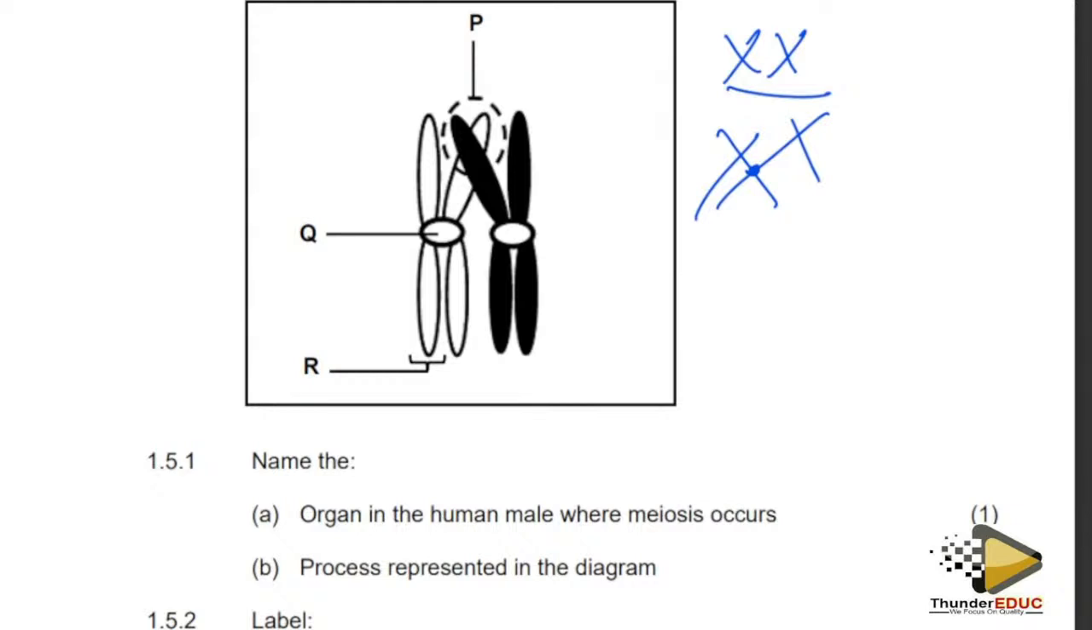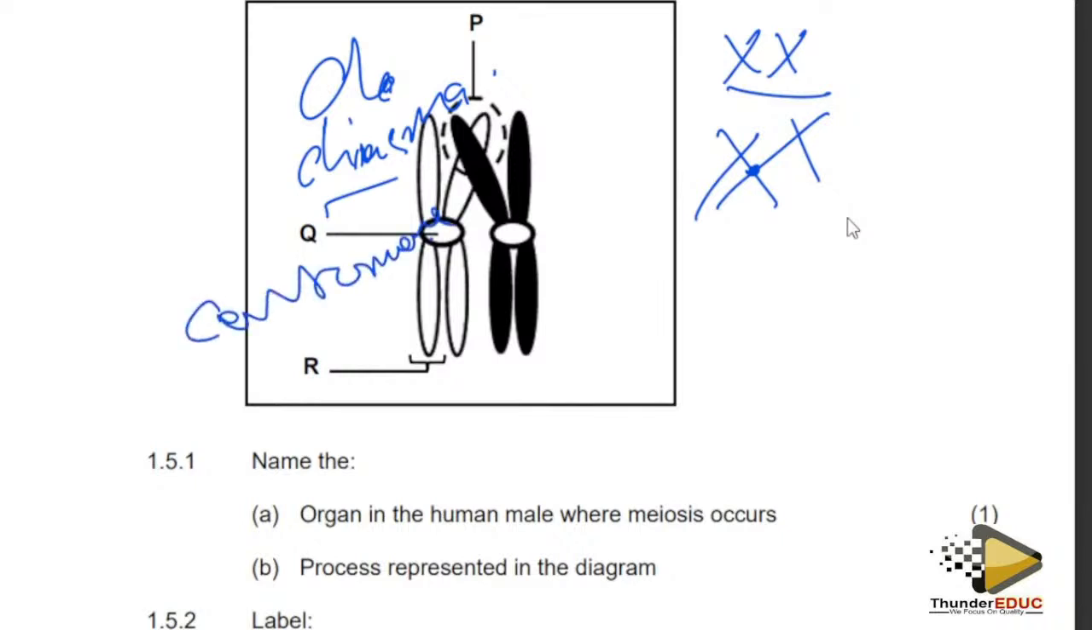All right. Now, what is this P? Some people call this a centromere. That is not a centromere. A centromere is Q. Please don't confuse centromere and chiasma. This is a centromere. And then this is a chromatid. It's not a chromosome, it's a chromatid.